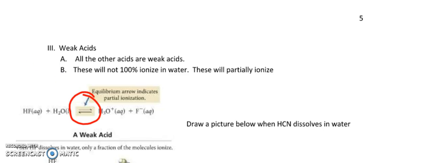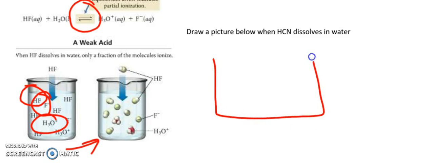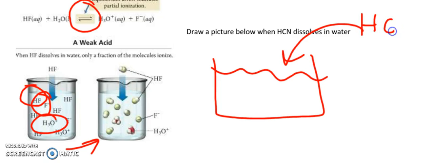So here's our picture of HF. You put HF in, you have some HF, some F-, and some H3O+. Notice you have all 3 species in the beaker. And again, here is our picture from the molecular level. So how about this one, HCN? Draw a picture. Here's my water, and I'm going to dump some HCN in here. Show me what it looks like.